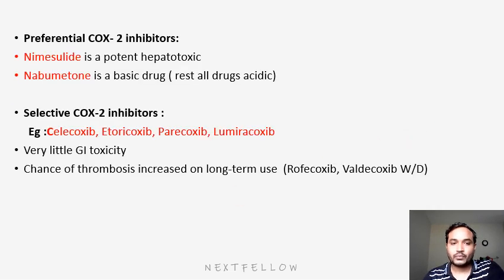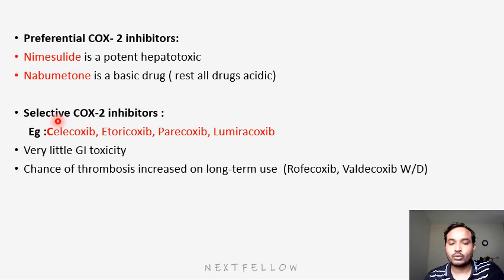The next group is preferential COX-2 inhibitors, with drugs like nimesulide, a potent hepatotoxic. Next is nabumetone, which is a basic drug. Normally all drugs in the NSAID group are acidic, except nabumetone. The rest of the drugs are acidic. That's the main important point.